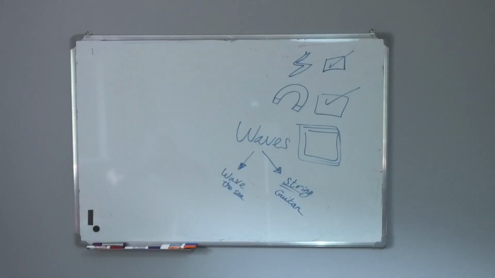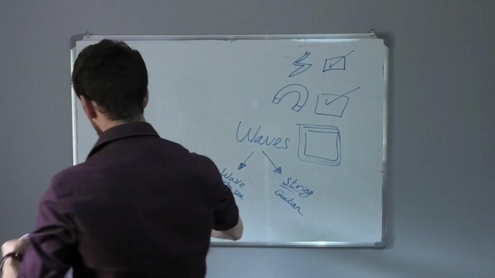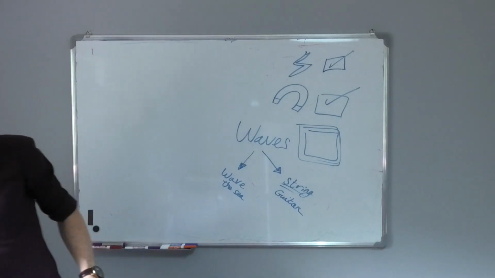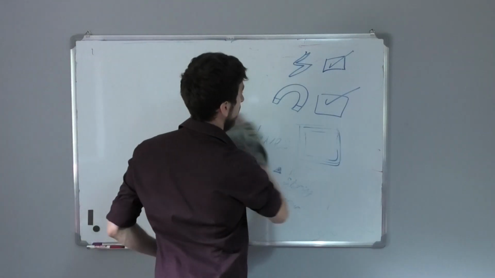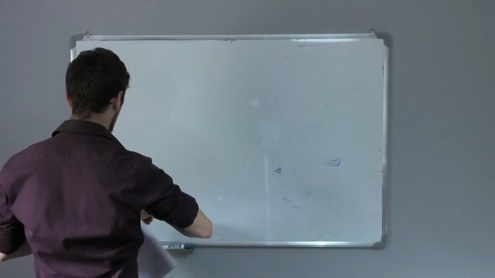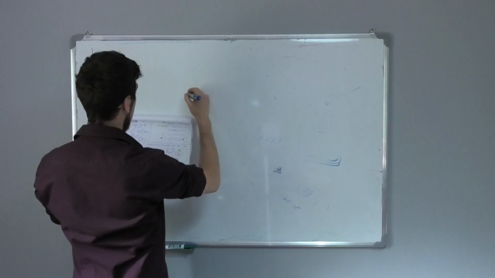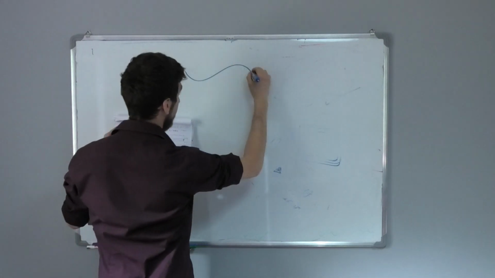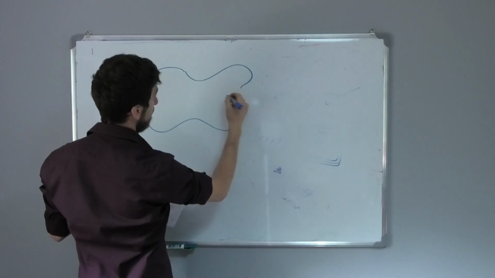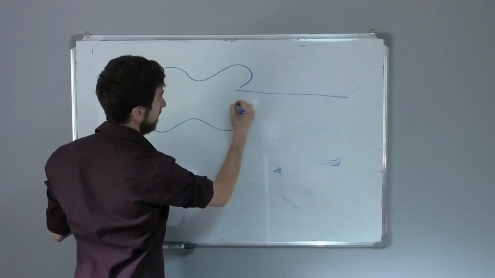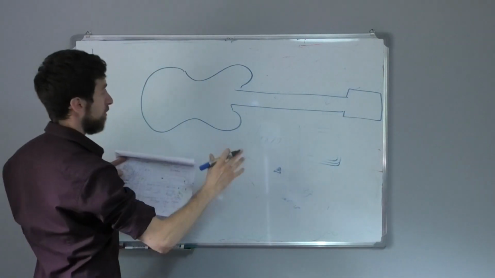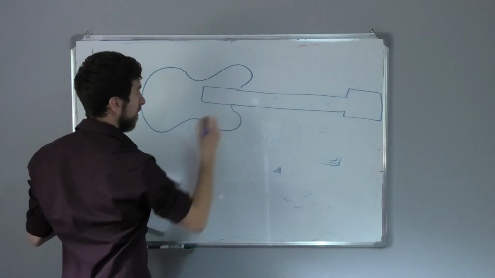So let's continue. Let's draw the question that we have. I'm going to clean this one up. So let's draw some guitar. Here's the guitar, the body of the guitar. If this is the body, we have the neck, and at the top of the guitar we have the head of the guitar. So this is a general look of a guitar.